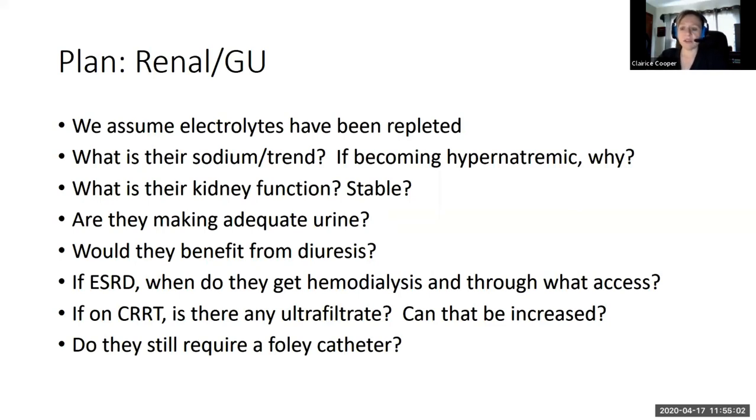And eventually you want to see if they're ready to come off of the CRRT and be switched over to either conventional intermittent hemodialysis or perhaps no dialysis at all if their kidney function is improving. And then finally, as the patient really improves, you should be asking yourself every day, do they still require a Foley catheter?